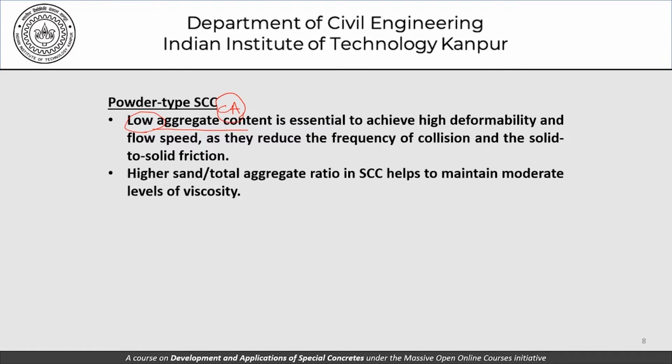We go for a higher sand to total aggregate ratio in self-compacting concrete to maintain the moderate levels of viscosity. Now this higher sand to total aggregate ratio essentially refers to the good old parameter S by A, except that we often do not approach it from the direction of S by A, but that is what it will boil down to.